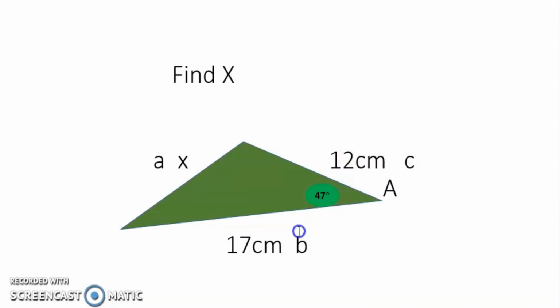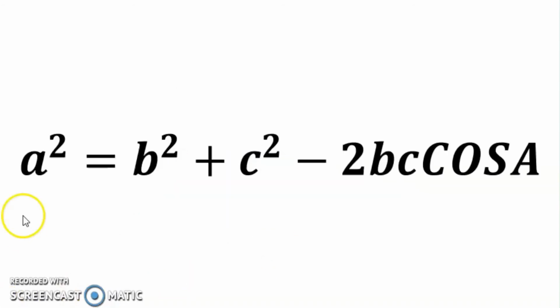The most important thing is for you to try as much as possible to label the side you are trying to find small letter a. And when you have done that, the angle facing it is what? Capital letter A. Then you can apply the cosine formula: a squared is equal to b squared plus c squared minus 2bc cos A. Let's see how we can apply this formula to solve this problem.